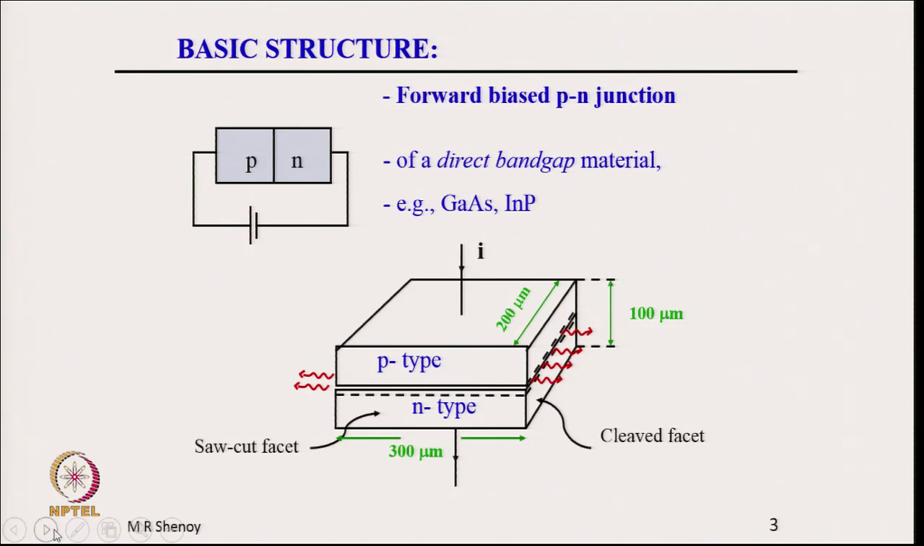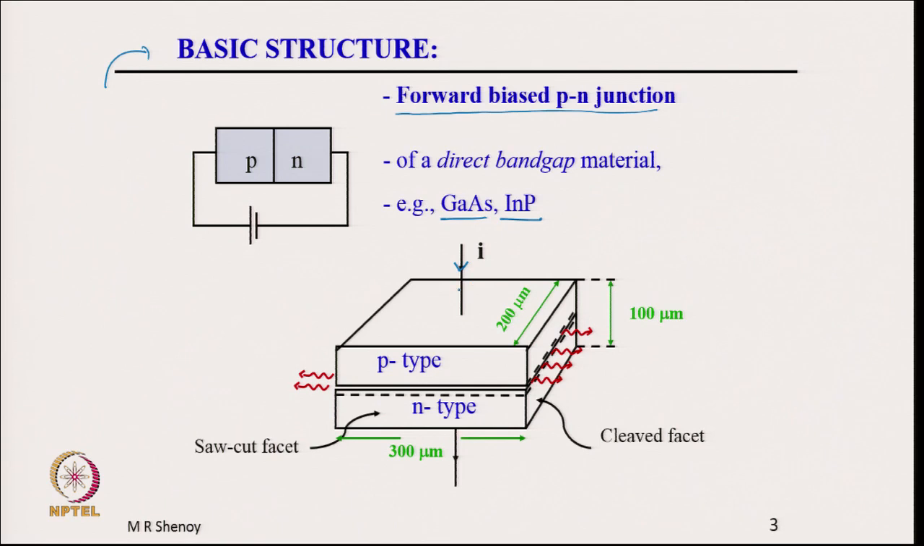So, let us look at the basic structure. It is a forward biased p-n junction. I have shown here a p-n junction with a supply forward biasing of a direct band gap semiconductor material such as gallium arsenide or indium phosphide, and the structure typically with the dimensions looks like this. Typically it is about 300 micrometer in length and about 200 micrometer in width and approximately 60 to 100 micrometer in height or thickness. These are typical dimensions of one piece of semiconductor laser.